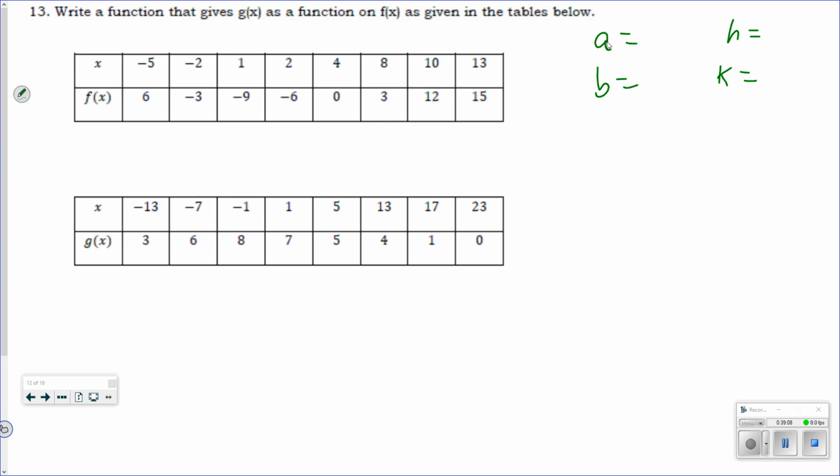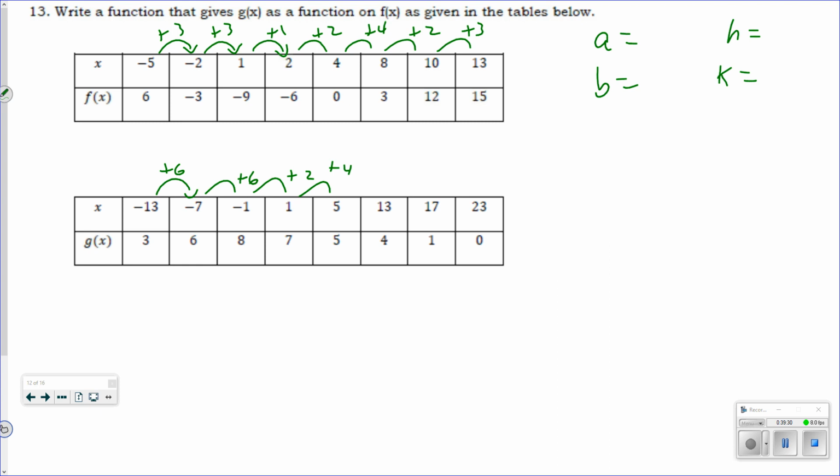So remember, x's, you're going to look at your jumps between each point. So here I have plus 3, plus 3, plus 1, plus 2, plus 4, 2, and 3. And then my new distances between my points are plus 6, 6, 2, 4, 5, 8, 4 and 6. So what you want to do is compare the distances between the points. Because if you horizontally compress or stretch a graph, the distances between 2 points are either going to get closer when you compress it, or get further away when you stretch it. And that's what b tells you. It tells you your horizontal stretches and compressions.